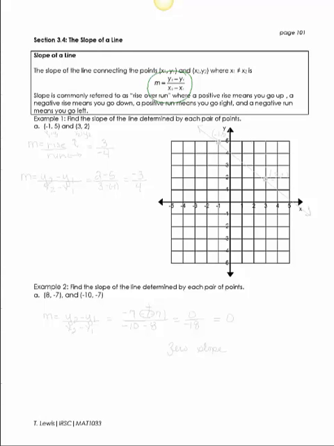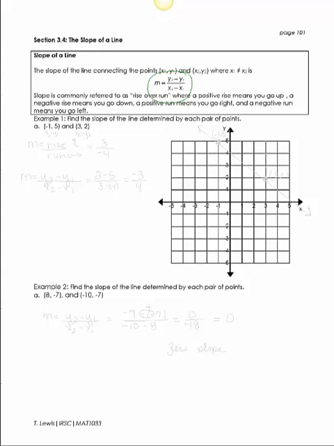So we're going to look at example 1. Find the slope of a line determined by each pair of points. We have (-1, 5) and (3, 2). Now there are two ways that we can find the slope. Well, we can plot the points and then we can count how many spaces up or down, left or right, it would take us to get to the second point.